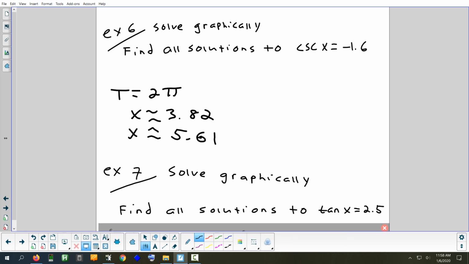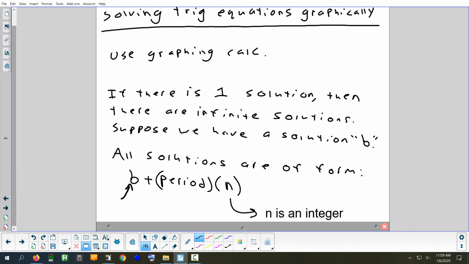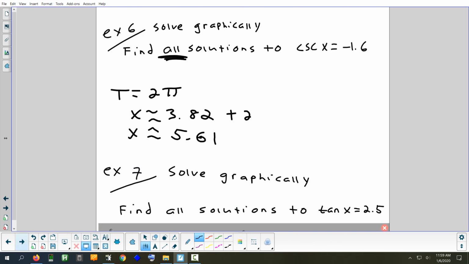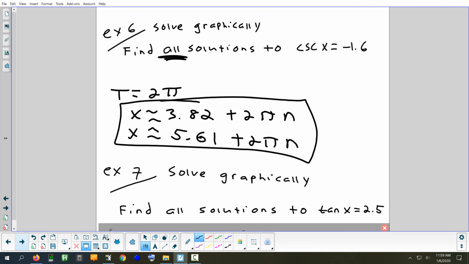Now, at this point, all you've done is tell me 2 specific answers. I want to know all of them. How often are each of these answers going to repeat? Once every cycle. And the cycle length here is 2 pi. So make sure you put your answer plus 2 pi n. So if I wanted to know what's the next one after 3.82, I could just add 2 pi to it, and that would tell me the next one.